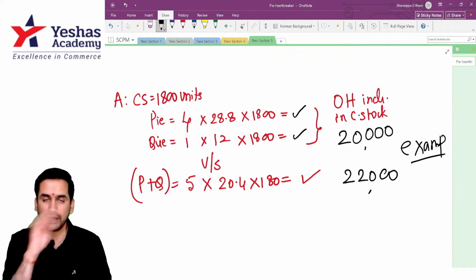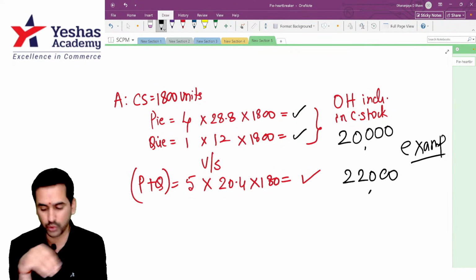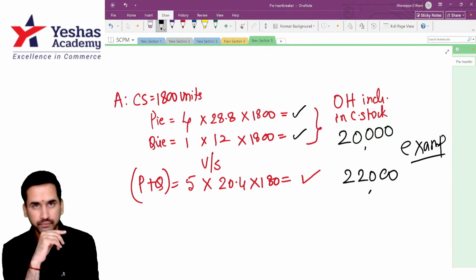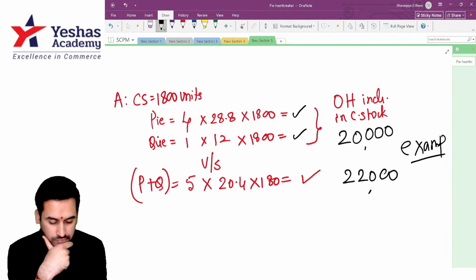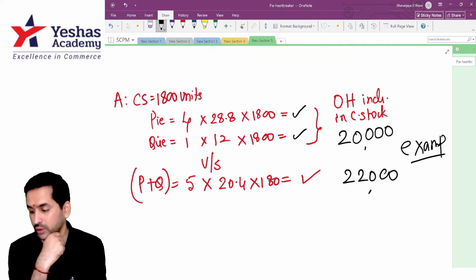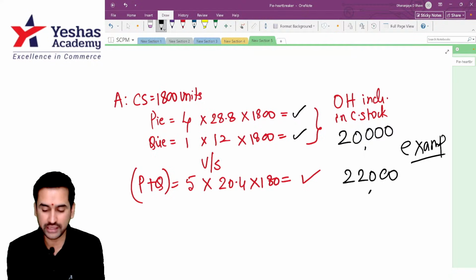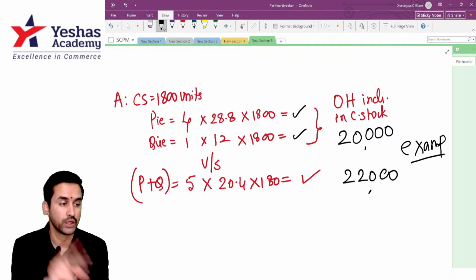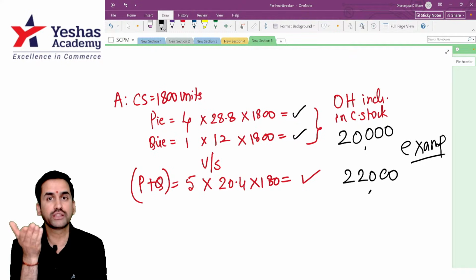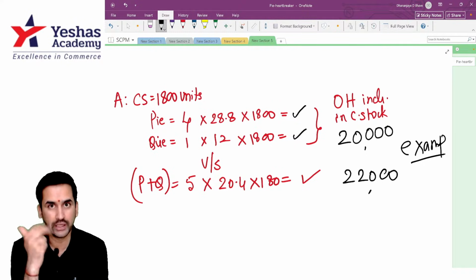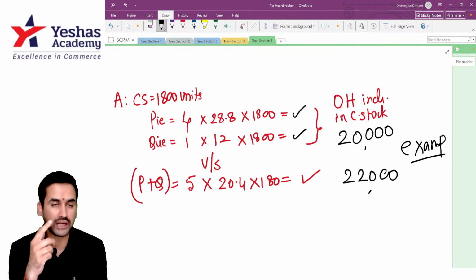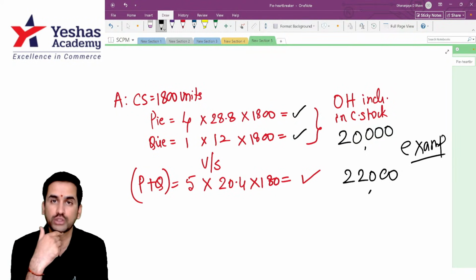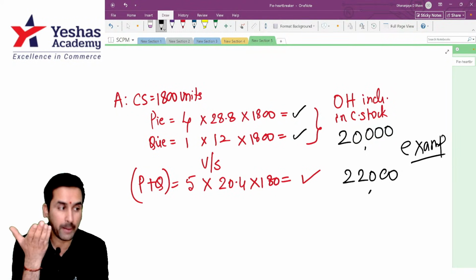Now, what does it mean? Sir, if we go by departmental rate, my closing stock overhead portion is 20,000. If I go by one rate for the full company, blanket rate, then it is 22,000. That means 2,000 rupees overvaluation of stock. What happens when you overvalue closing stock? Your profit will go up.